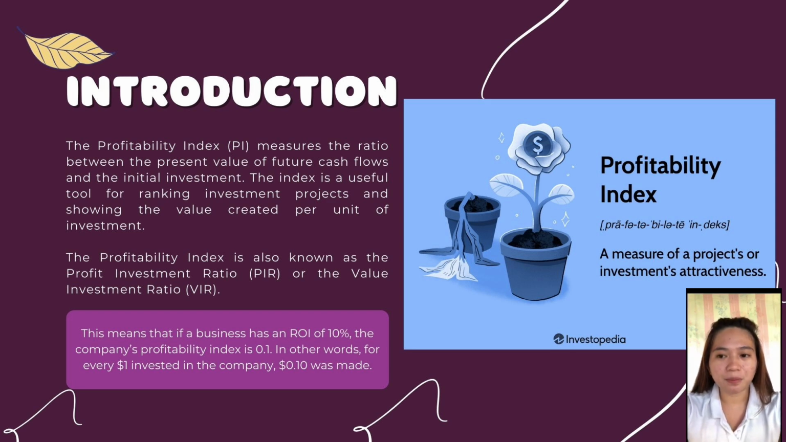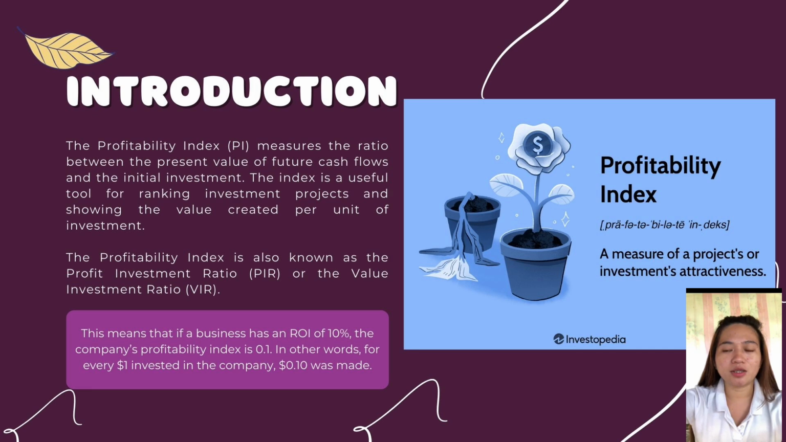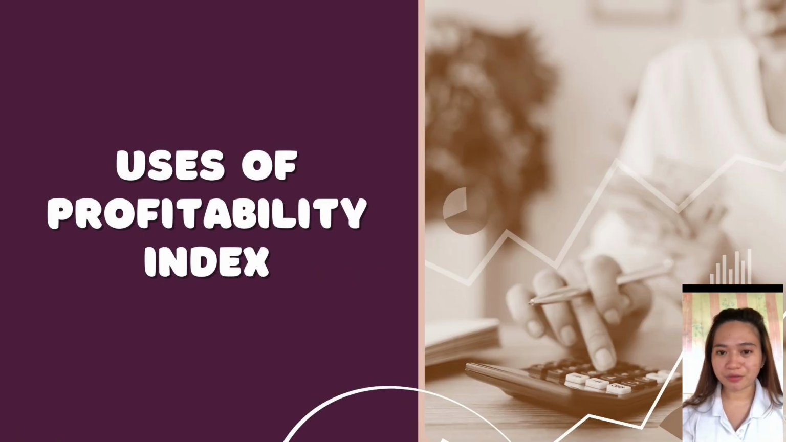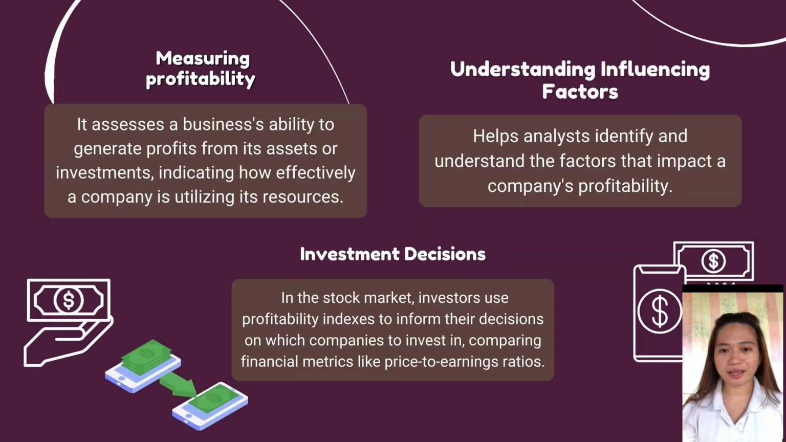Example, if a project costs $1,000 and will return $1,200, so it's a go. Profitability Index or PI offers a way to measure the balance between an initial investment and the present value of future cash flows. We have 5 uses of Profitability Index.